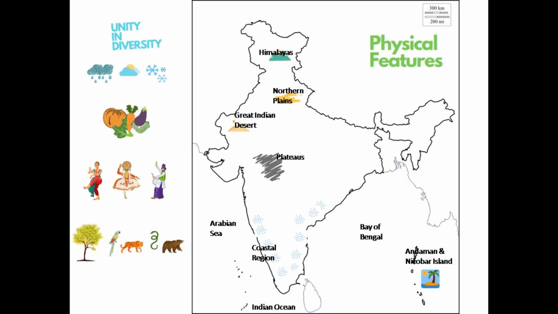The physical features of India are highly unique. They are bounded by the Himalayas in the north, and to the south of the Himalayas there are the northern plains. On the west, it has the Great Indian Desert, and from there towards the south, plateaus and coastal plains. Also, it has islands, and the country is bounded by the Bay of Bengal, Indian Ocean, and Arabian Sea.